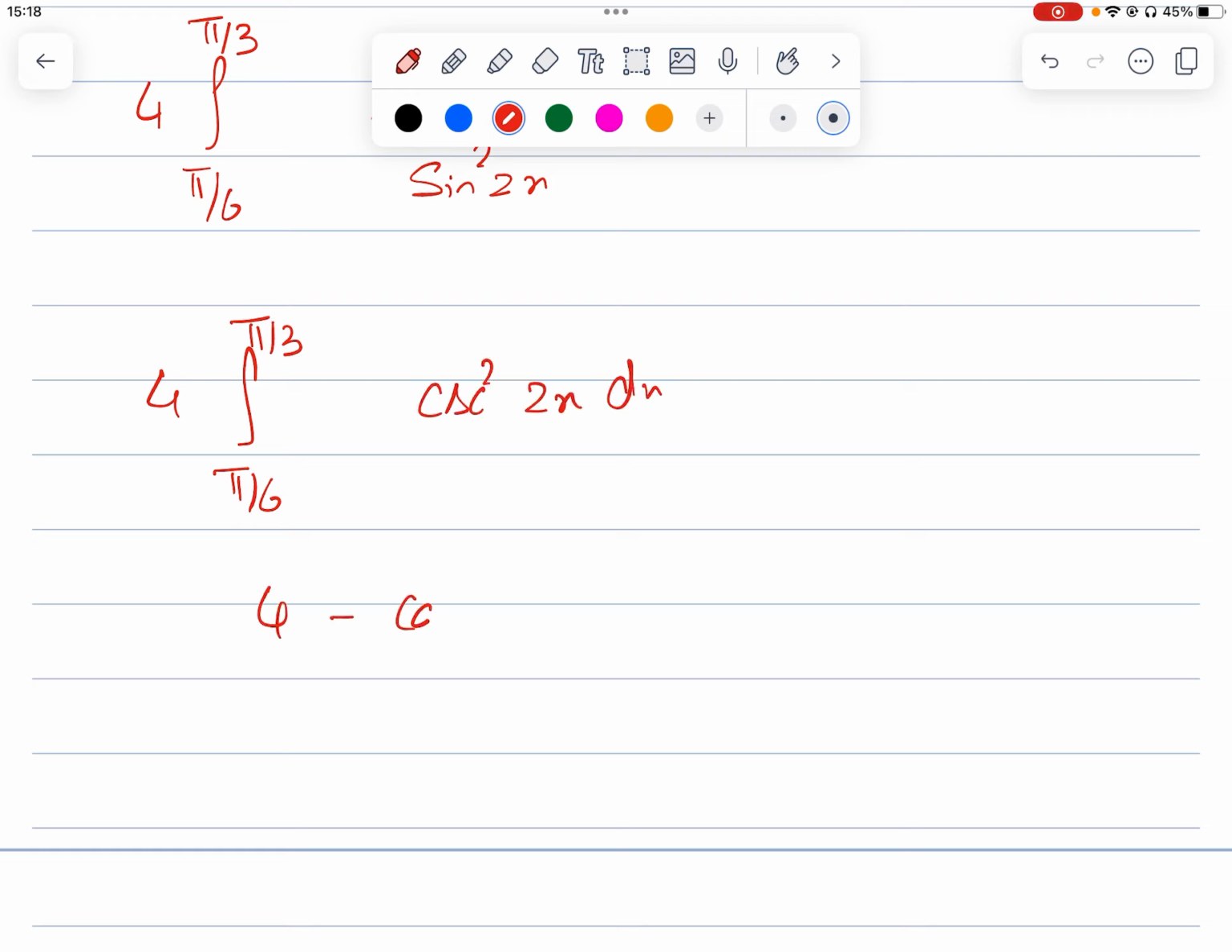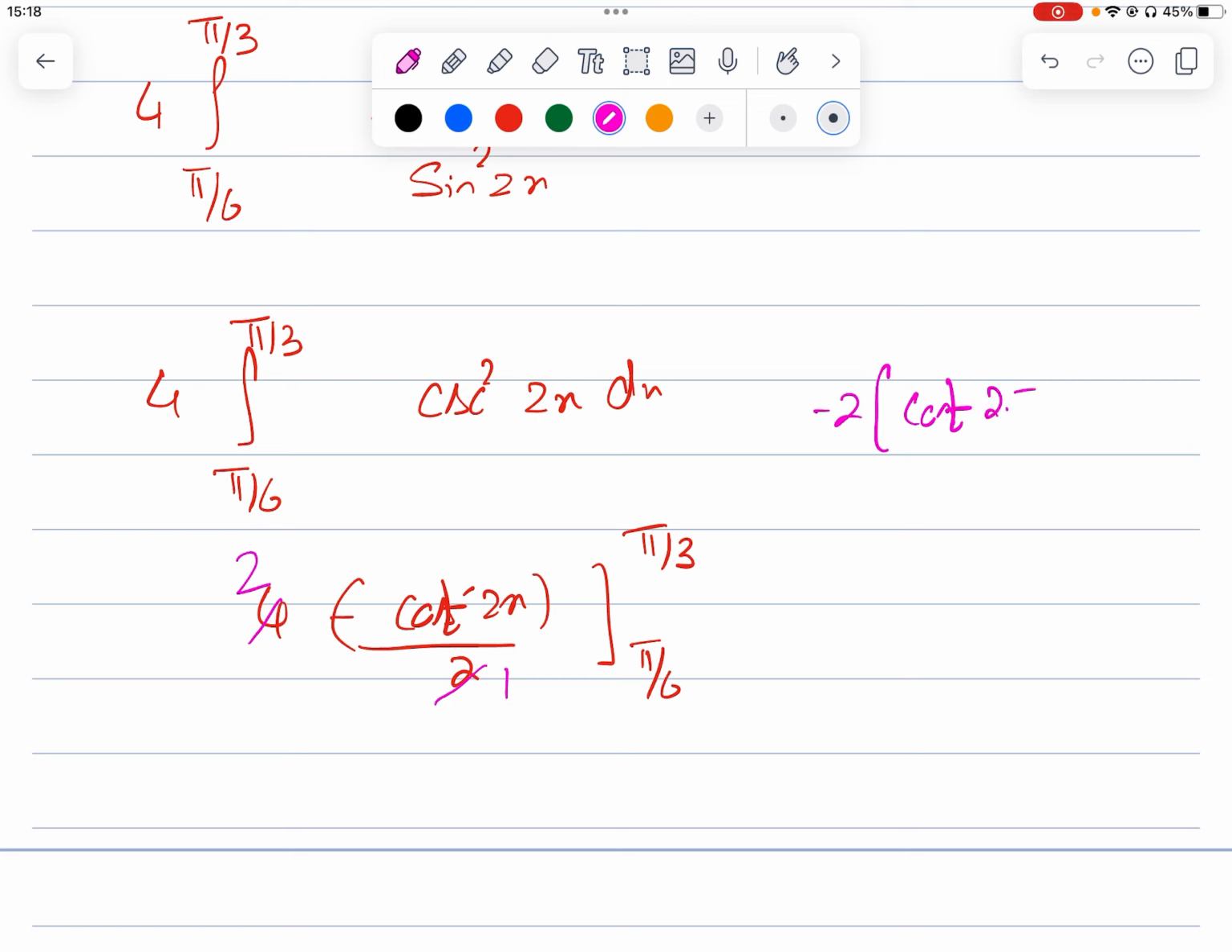The integral of cosecant square is negative cot 2x divided by 2, from pi upon 6 to pi upon 3. So plug in the values, 2 times 1, 2 times 2. So negative 2 cot of 2 times pi by 3 minus cot of 2 times pi by 6. Minus 2 cot 2 pi by 3 means cot 120. Cot 120 value, if you take it from the calculator, is negative 1 upon root 3.